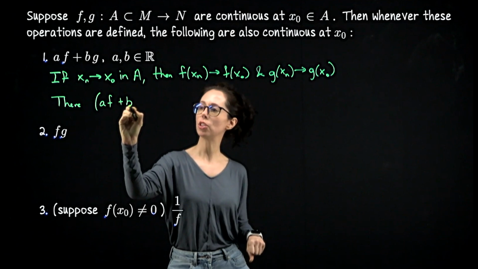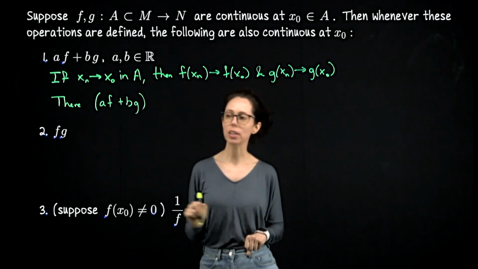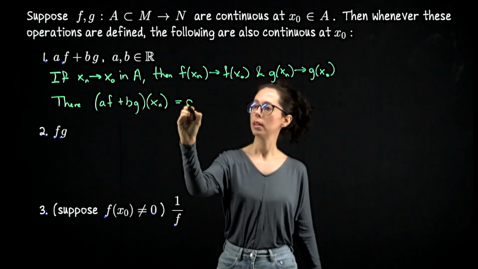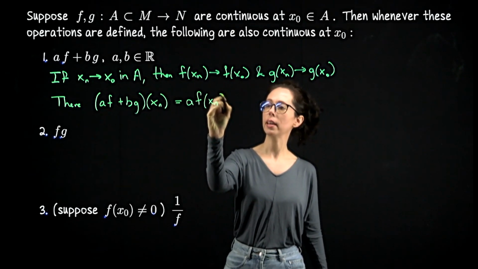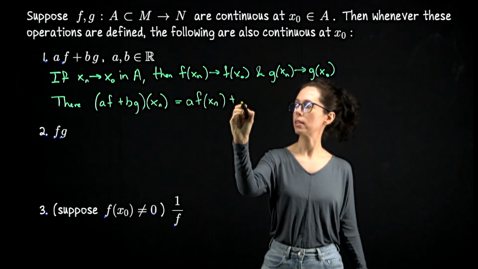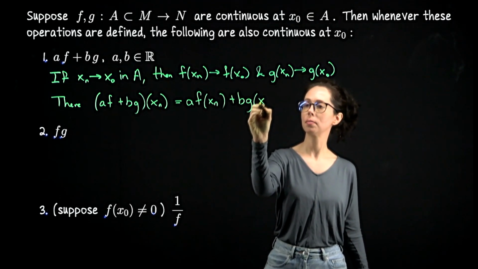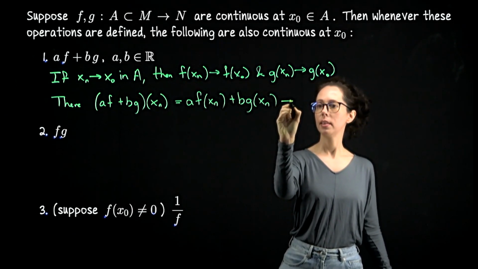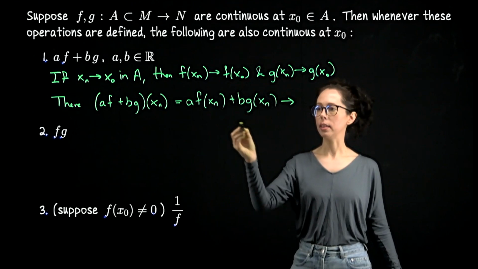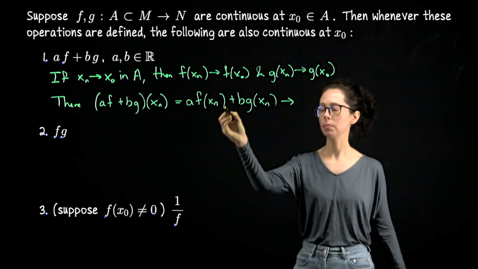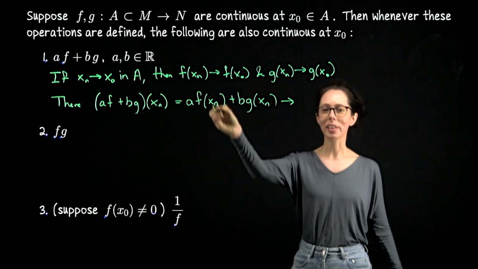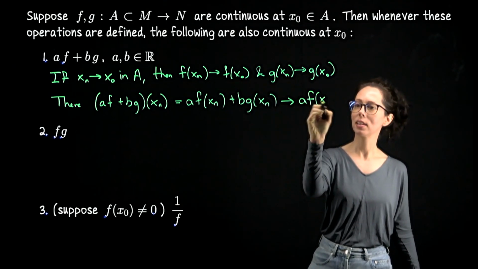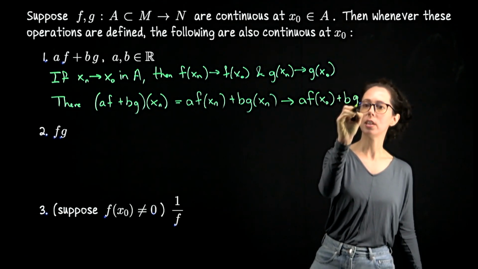af plus bg, this new function, which is a linear combination of f and g, at xn, is equal to taking the sequence f of xn, scaling it by a, adding to that b times g of xn. Again, this is called an algebraic limit theorem construction. This is going to converge to the linear combination of the limits. So the limit of the linear combination is the linear combination of the limits. So this is going to be a times f of x naught plus b times g of x naught.